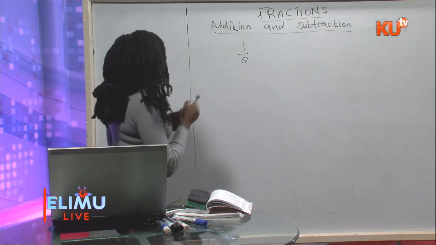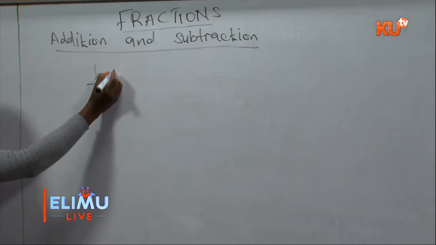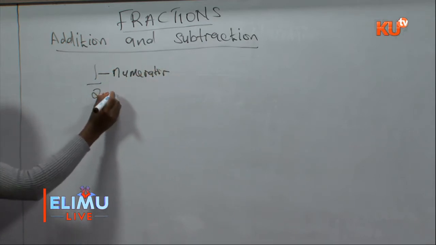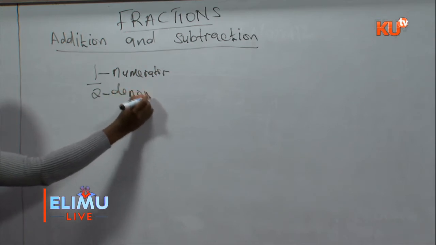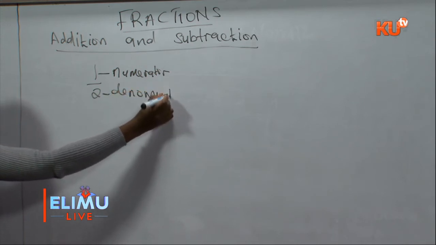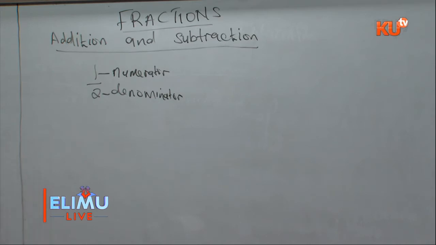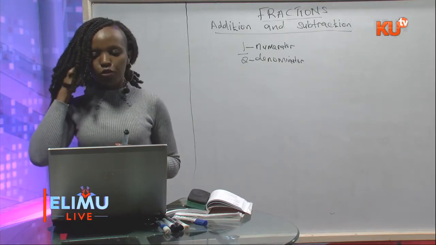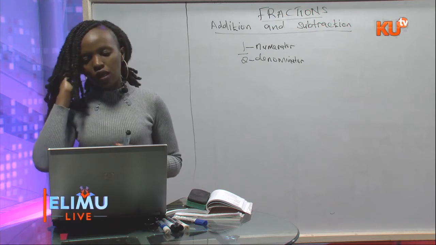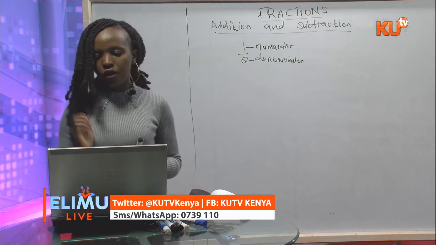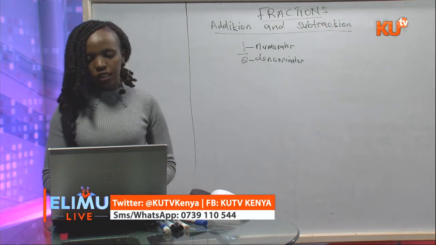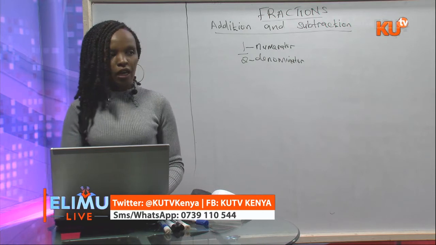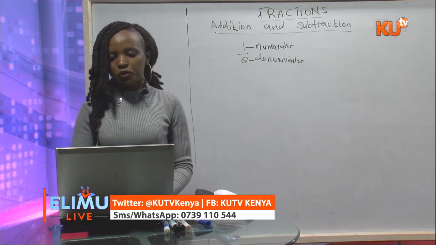In this one, 1 is the numerator and 2 is the denominator. The numerator, we write it on top, that is up, and the denominator is down. So we have different types of fractions. I'm sure this one we know. We have different types of fractions.